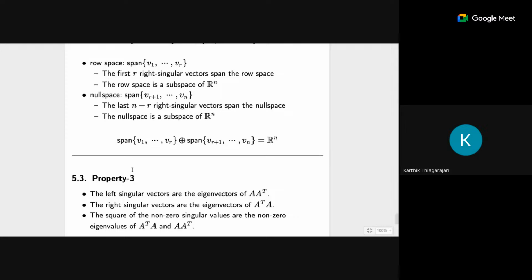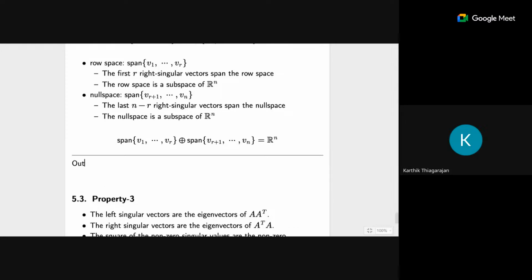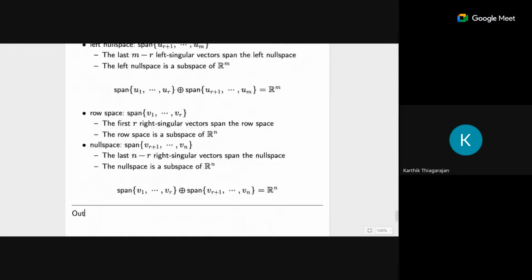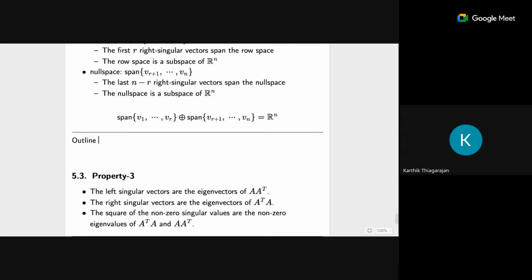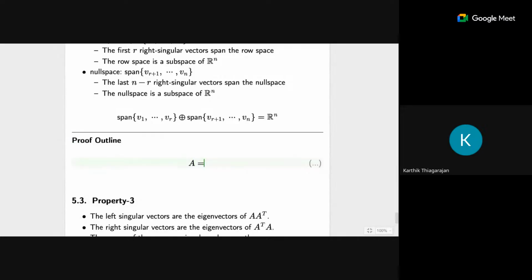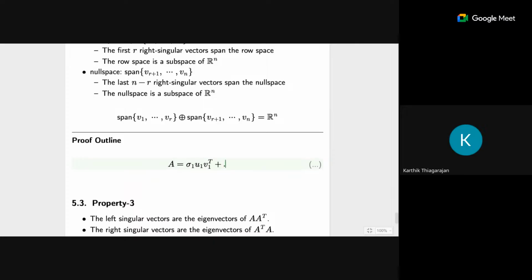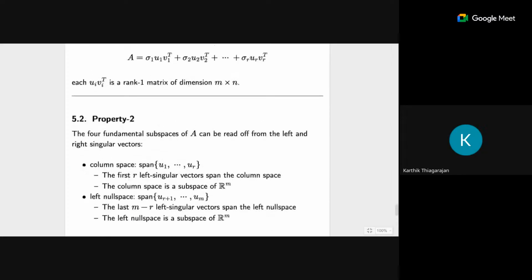Okay, here is an outline of the proof. For this span business, the row spaces, I want you to know this because this is a very, very useful form: A equals sigma 1 U1 V1 transpose plus dot dot dot plus sigma R UR VR transpose. So it's a very useful form.